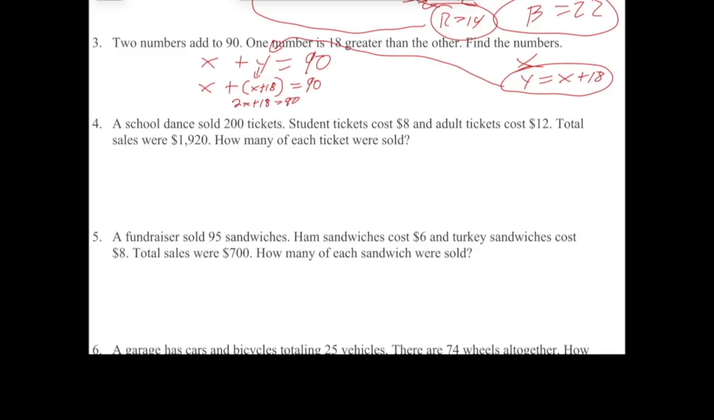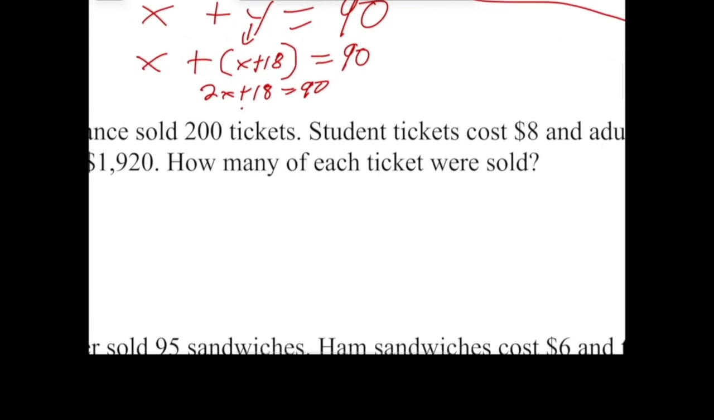Let's get really big here. Subtract 18 from both sides. Boom, die. I'm going to write it over here. That's going to be 2x equals 72. I divide each side by 2. x equals 36. All right.